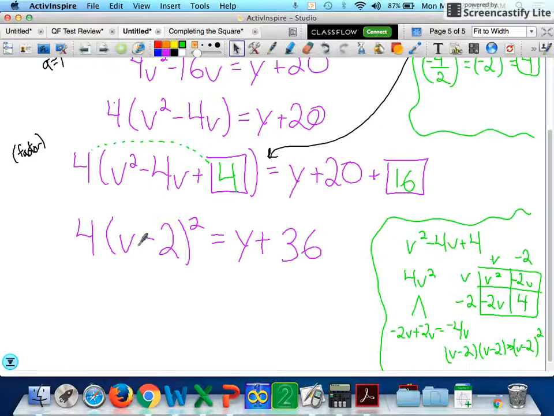It's a shortcut. Very last step we need is we have to take this 36 and move it back over to the other side. Whenever we do that, we have 4 V minus 2 quantity squared. This would be minus 36 and minus 36. It has nothing to attach to, so it just goes out on the end.